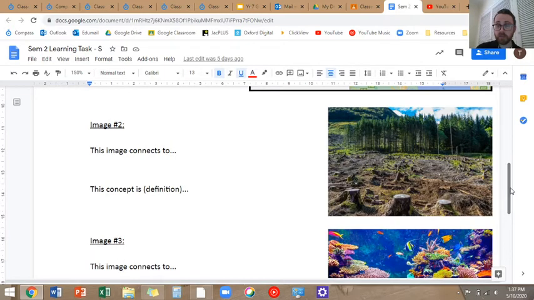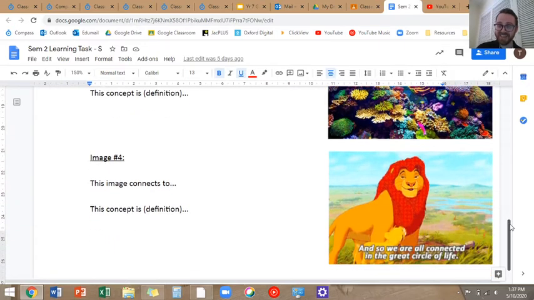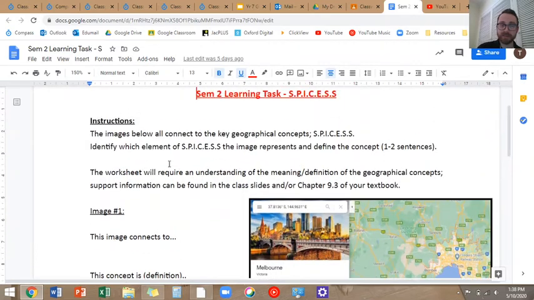Image 2, you've got an image of a forest that appears to have been cut down. Image 3, that's a picture of the Great Barrier Reef in Queensland. So a coral reef, which is a type of aquatic marine environment. Some fishies. Looks like it's from Finding Nemo. Question 4, a bit of fun with this one. This one's a still from The Lion King. So we are all connected in the great circle of life. We might have to think abstractly about which letter that relates to.